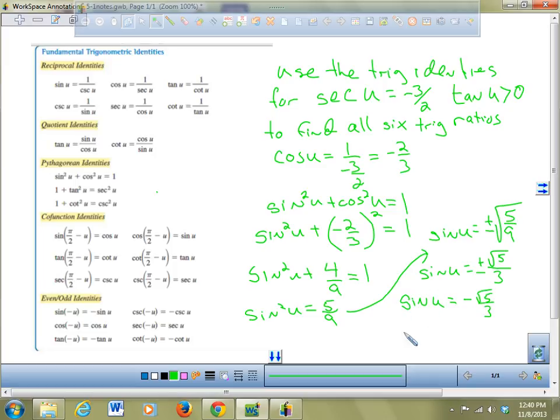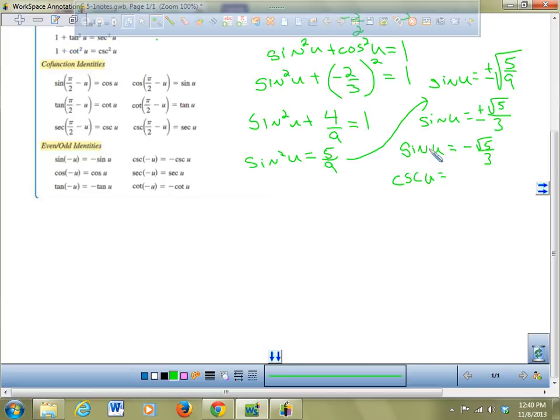So if I know sine of u, now I can find cosecant of u. What's cosecant of u? How do I find it? It's the reciprocal of sine of u. So how do I do that? I just flip it over, and I leave the negative sign up top: negative 3 over the square root of 5. And it's better to rationalize that denominator by multiplying by the square root of 5 over the square root of 5. And then you get negative 3 root 5 over 5.